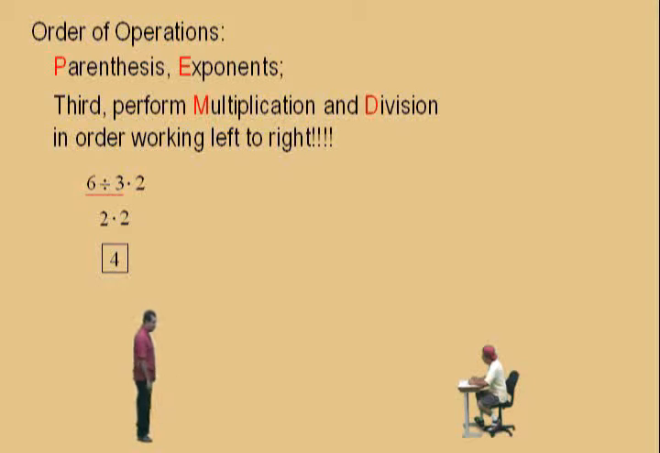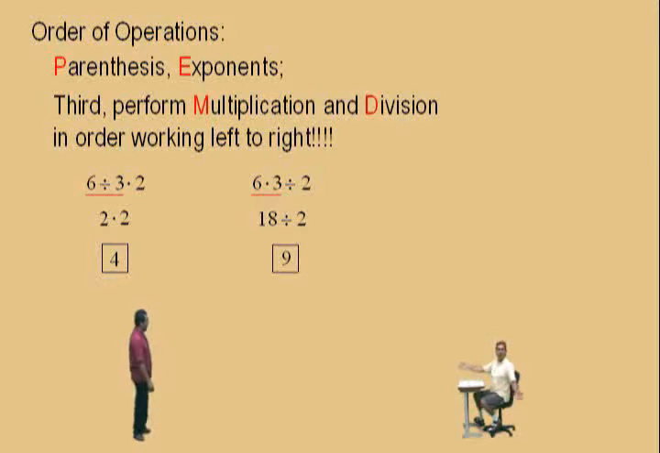Let's do another one. This is 6 times 3 divided by 2. Remember, order of operations does not say do multiplication before division. It doesn't say that. It says do multiplication, division at the same time, whichever comes first, working left to right. Now this problem, 6 times 3 divided by 2. Which comes first, Charlie, the multiplication or division? Multiplication. So we do 6 times 3, which is 18 divided by 2. What's 18 divided by 2, Charlie? 9. You better know that by now. And that is our answer there.